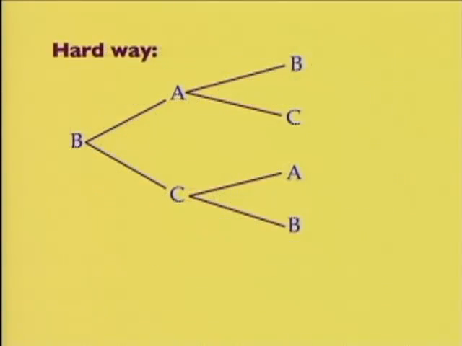The hard way, and I'm just going to look at 2 tosses, would be to list out all the different ways someone could end up with the Frisbee. And I've done this for 2 tosses. Brad starts, and he's going to throw it to either Amy or Carol. And then Amy is going to throw it to either Brad or Carol, and Carol's going to throw it to either Amy or Brad.